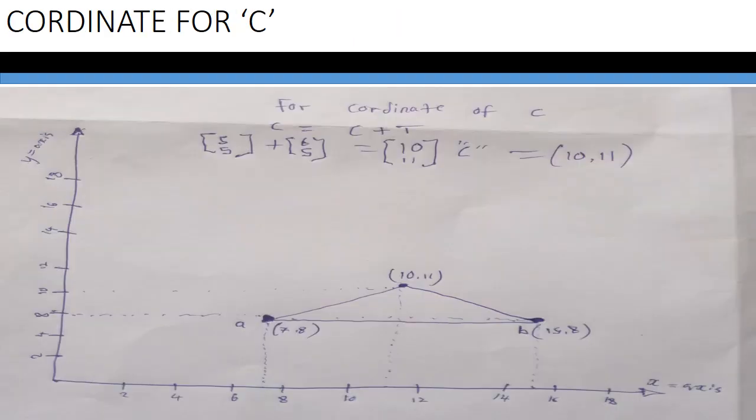So let's take a look at this diagram. For the coordinate of C, we have 5, 5 plus 6, 5. The 5, 5 represents the coordinate of C, which is 5 and 5. Then the y and the x represent 6 and 5. So we have 5 plus 6 is 10, then 5 plus 5 is 11. So the coordinate of C represents 10 and 11.